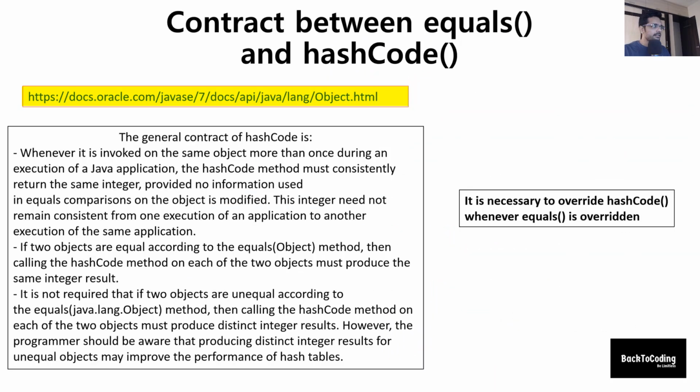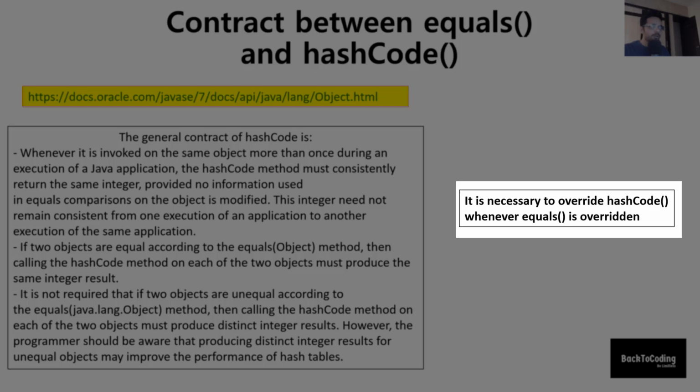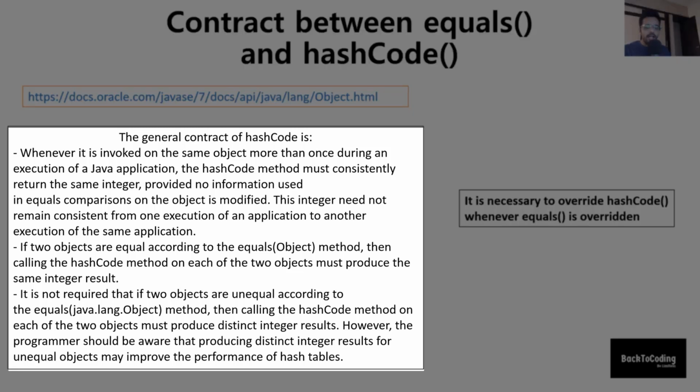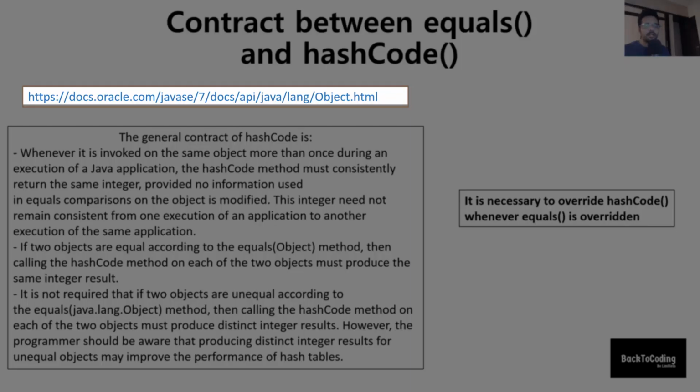As per the Java documentation, it is necessary to override the hashCode method whenever the equals method is overridden, so as to maintain the general contract for the hashCode method, which states that equal objects must have equal hash codes. And this is the general contract of hashCode. The link for the same is provided in the description box below.